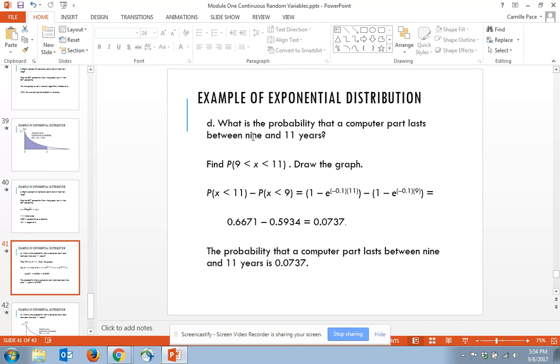Okay, so what is the probability that a computer part will last between 9 and 11 years? Again, I'm going to use my formula. I'm going to do 1 minus e to the negative 0.1 times 11, minus 1 minus e to the negative 0.1 times 9. Get those together, and then I subtract. That's how I did it, because I can't take 9 and 11 and subtract to get 2. That would not get me where it is. So I've got to find both of these and then subtract. I hope that makes sense and everybody understood it. If you have questions, let me know.